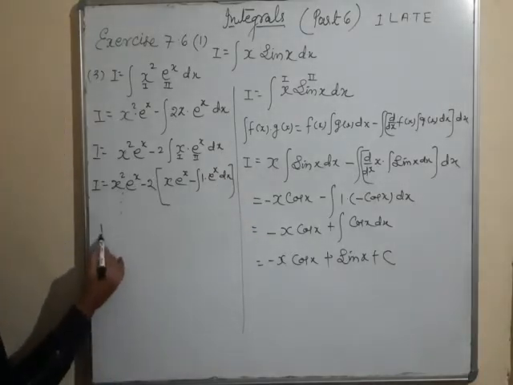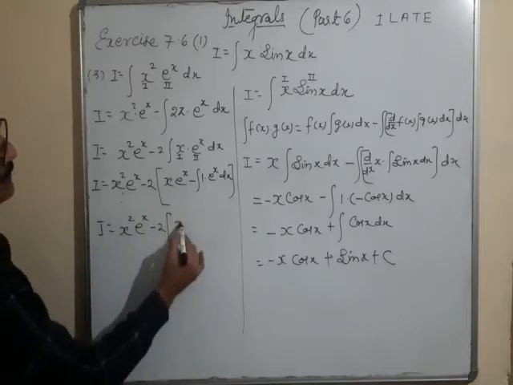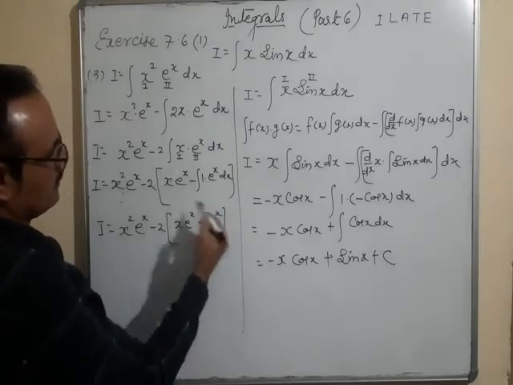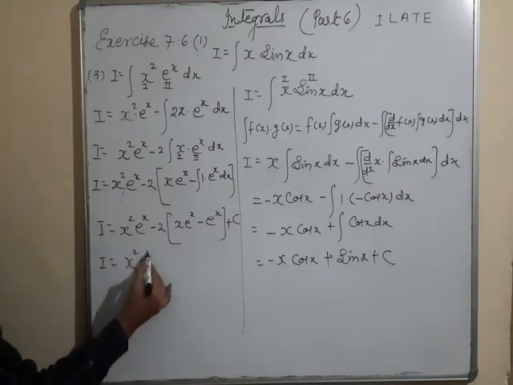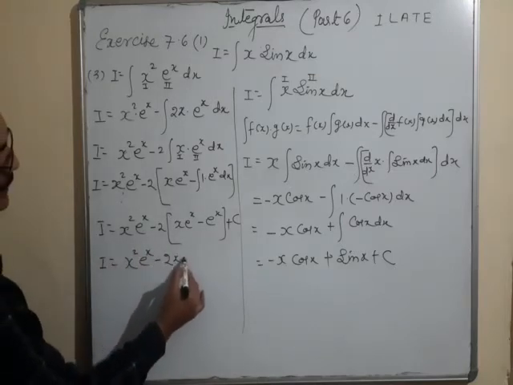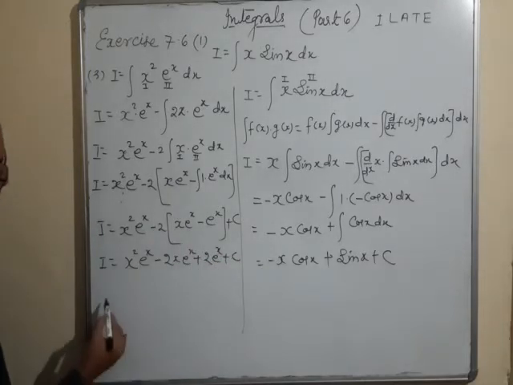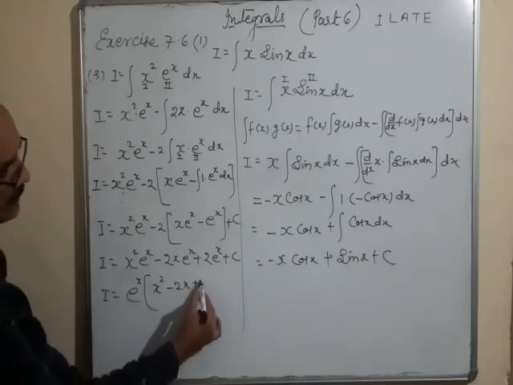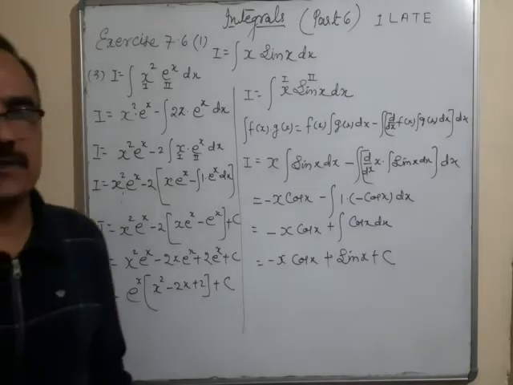I is equal to x square e to the power x minus 2 x e to the power x minus integration of e to the power x is e to the power x, all integration done, plus c. I is equal to x square e to the power x minus 2x e to the power x plus 2 e to the power x plus c. Okay, what should be done? e to the power x can be taken common. So it is e to the power x times x square minus 2x plus 2, plus c. Okay, this is the integration of question number 3.